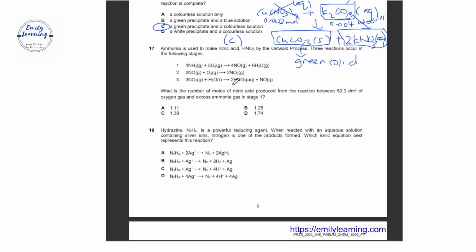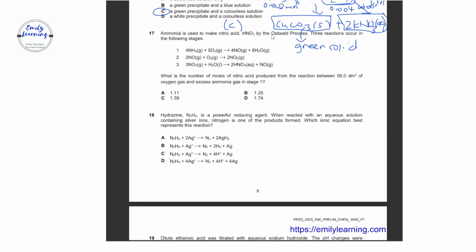Okay, let's move on to question 17. Ammonia is used to make nitric acid, HNO3, by the Ostwald process. 3 reactions occur in the following stages. What is the number of moles of nitric acid produced from the reaction between 50 dm³ of oxygen gas and excess ammonia gas in stage 1? So I know that I have 50 dm³ of oxygen, and you want to find the number of moles of nitric acid produced. So it's this one, right? So you use 50 dm³ of oxygen in stage 1.